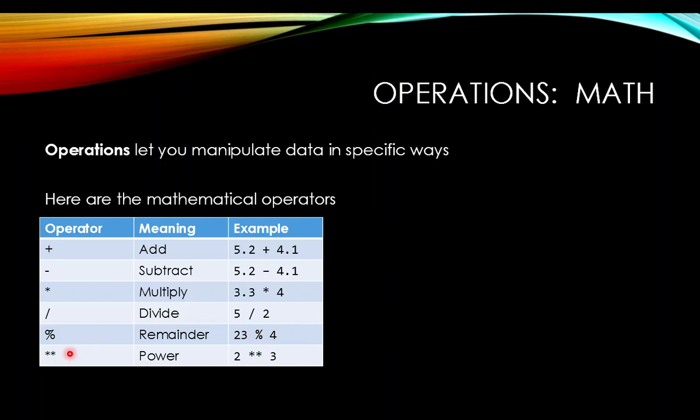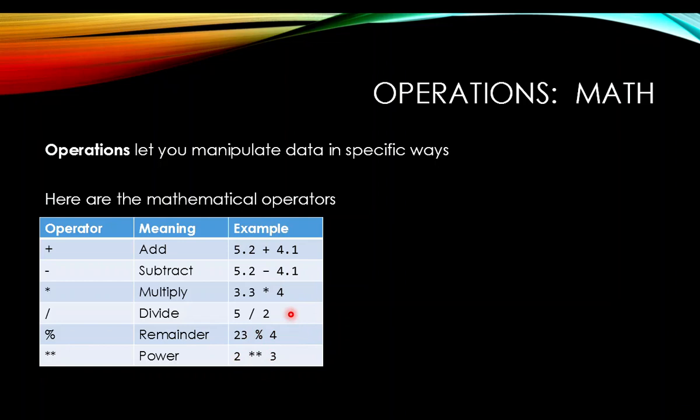You can also raise things to powers by putting 2 asterisks right together. Don't put any space in between them. So 2 raised to the 3rd power. If we look at these examples, 5.2 plus 4.1 shouldn't be much of a surprise what that's going to be, right? 6.3. Subtraction, same thing. You know what that's going to be. Multiplication, again, fairly straightforward. That shouldn't be any mystery.